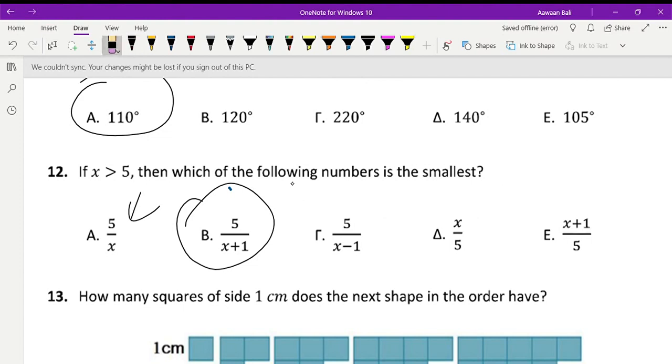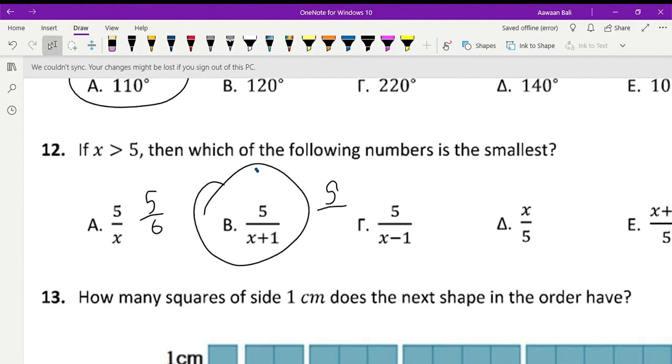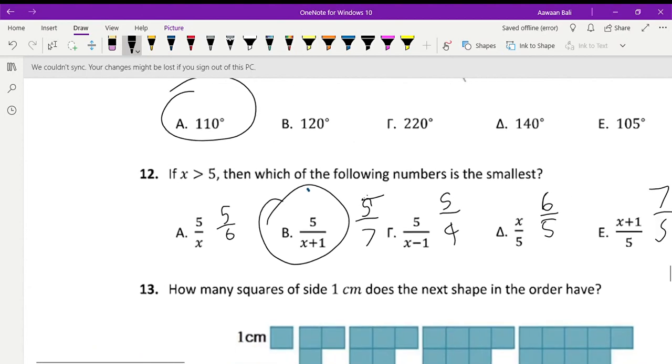Let's just say with normal numbers. Like just say 6. See? 5 upon 6. Decent fraction. 5 upon 7 is even smaller since the denominator's number has increased. This is even bigger than the first option. Gamma is even bigger than alpha because now the denominator's number has decreased. Here it's 6 upon 5, which is even bigger. And then we have 7 upon 5, which is even bigger. So therefore the answer is beta, 5 upon x plus 1.